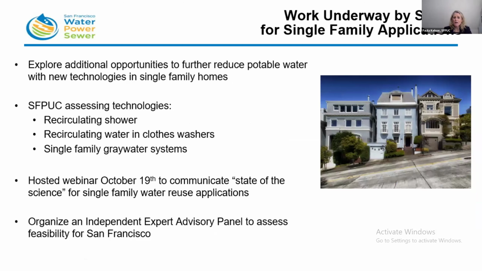I just wanted to comment on one last piece of work that we're doing specifically in San Francisco, which is looking at some new technologies in terms of how they could potentially be deployed. Recirculating showers. There is an IAPMO standard for recirculating showers. There are some recirculating showers in Europe trying to break into the US market. There's also the potential for recirculating water in clothes washers and single-family gray water systems.